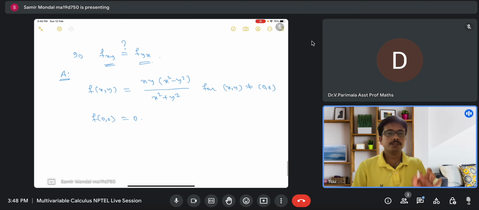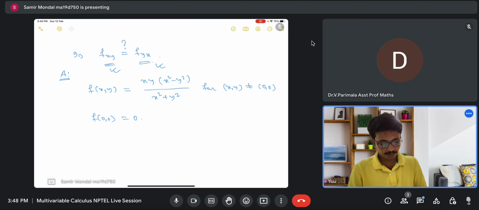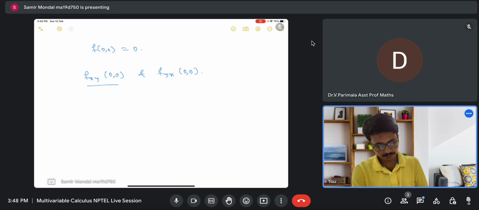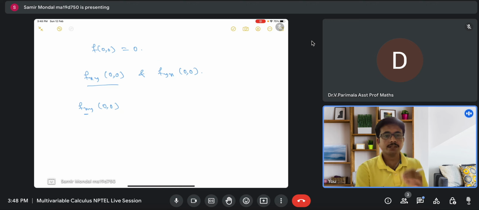At the point (0,0), you have to find f_xy at (0,0) and f_yx at (0,0). So what is this quantity, f_xy at the point (0,0)? Here at first we will do the partial derivative with respect to x, then again the partial derivative with respect to y. So y, being second, means we will do the partial derivative with respect to y at the last.